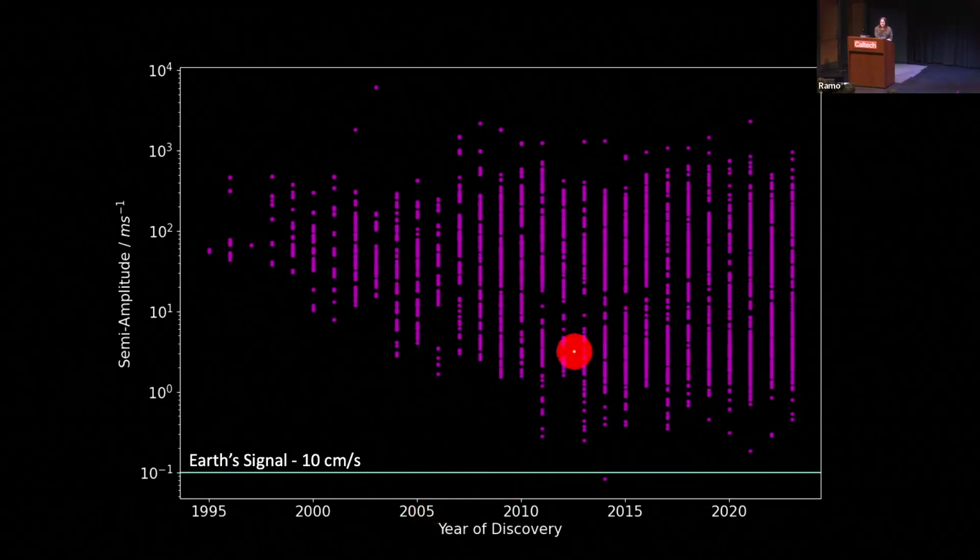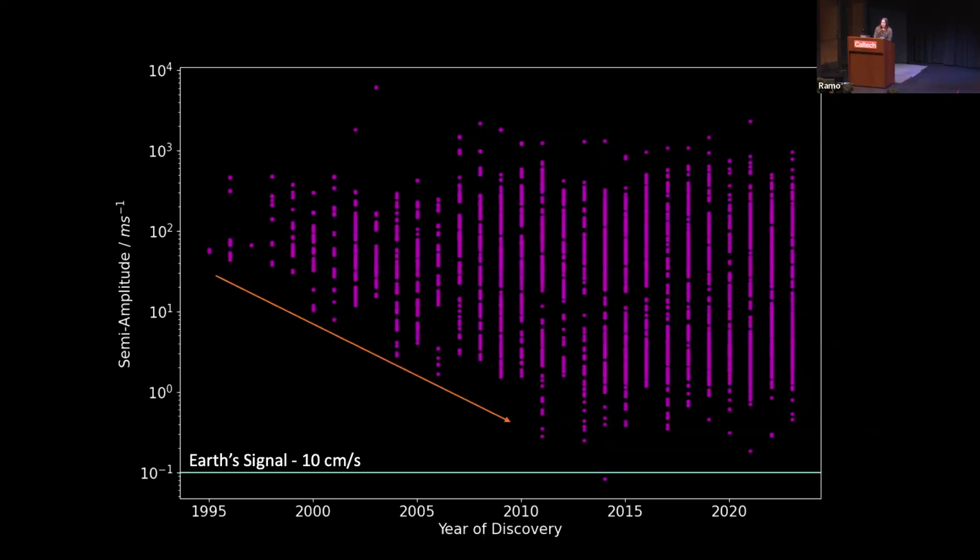Now, getting to that 10 centimeter per second level is increasingly becoming the aim of the EPRV community as we try to detect Earth twins in the RV. You can see, up until 2010, we were making good progress at getting to that level. However, after that, we kind of stalled, despite the fact that our instruments are getting better and better.